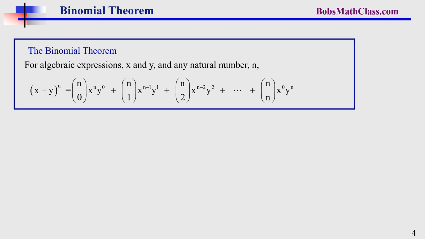Now notice the y, the second term. Its first term is y to the 0. The second term is y to the 1. The third term is y to the 2. It keeps going until you get to y to the n, whatever n is. Okay, so hopefully the pattern makes sense.